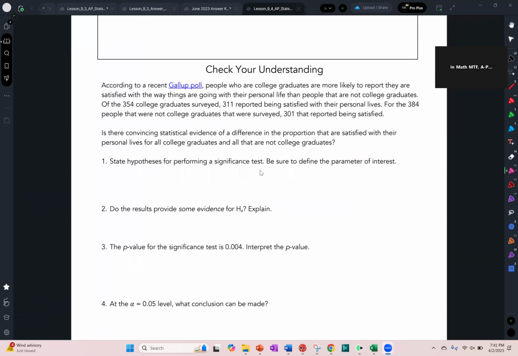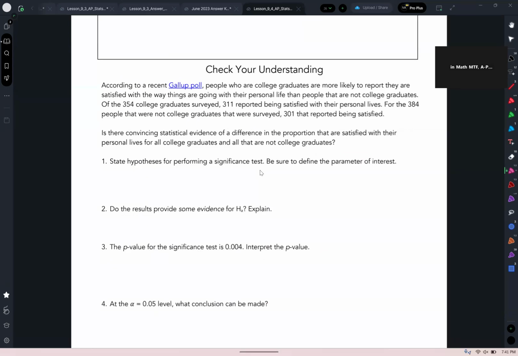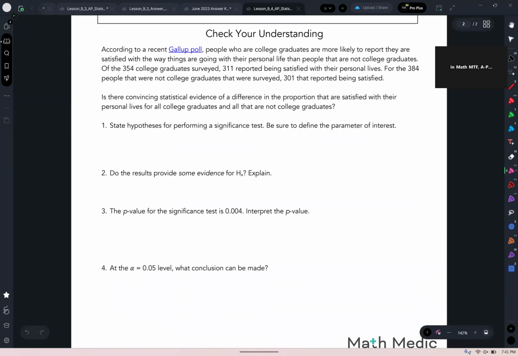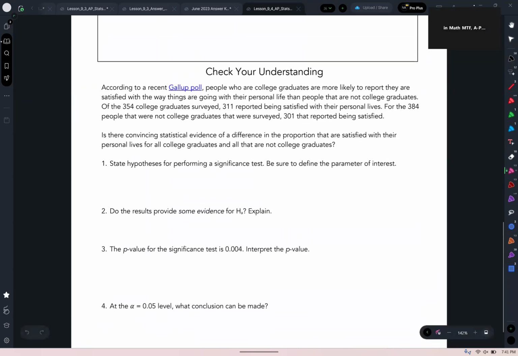So remember, this is the introduction into a difference in proportions hypothesis testing. This is heavily predicated on you understanding the idea of one proportion hypothesis testing, and there's a whole lot connected to the sampling distributions for a difference in two proportions, confidence intervals, the whole nine.